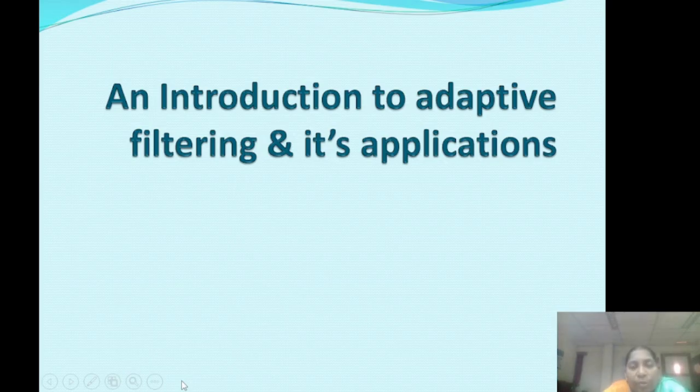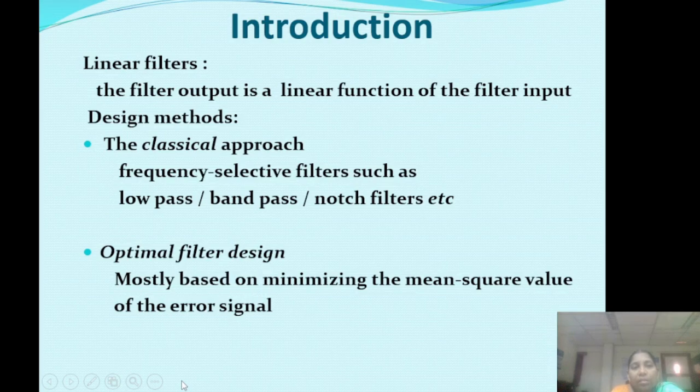So today's class we are going to study about introduction to adaptive filter and its applications. If you see the general filter, the filter has the characteristic that it will allow only the particular frequency to pass through. In filters, there are the classical filters and optimal filters.